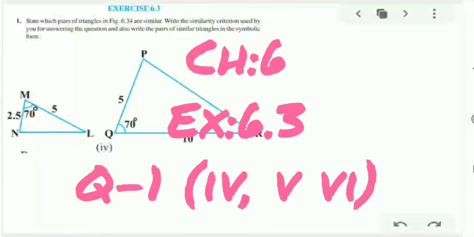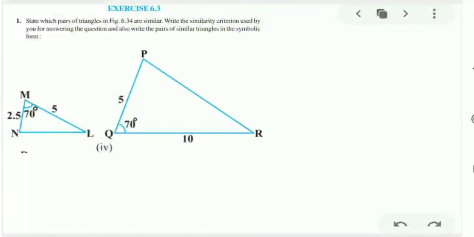So here again we are doing question number 4 from exercise 6.3. When you are comparing this figure, if you are comparing MN upon PQ, and then you want to compare ML upon PR, nothing is given over here. So how will you find a ratio? Again, as I told you, in similarity you can turn the figure according to your thinking.